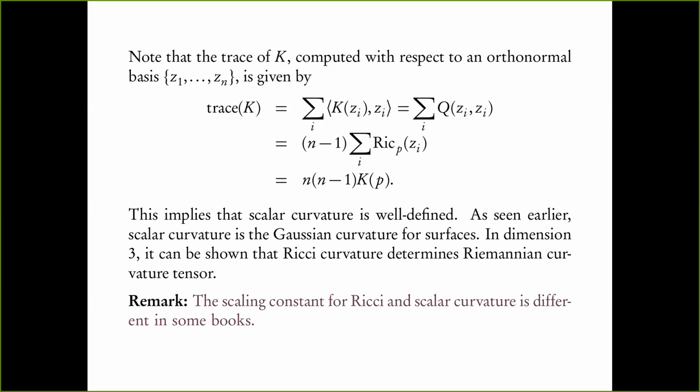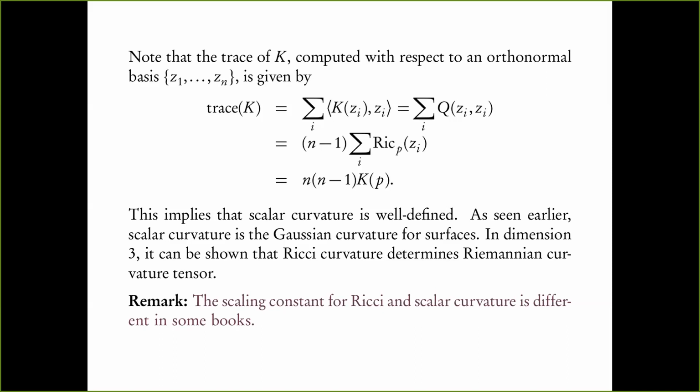So I'd like to make a remark. If you follow do Carmo, then this is the convention that he uses, that the constants are 1 over n and 1 over n minus 1 when we define the Ricci and the scalar. And in Gallot, Hulin, Lafontaine, or in some of the other texts, those constants are not there. Okay, so there is no scaling of 1 over n minus 1 or 1 over n. It's just defined to be the sum. And there are various reasons to do that.